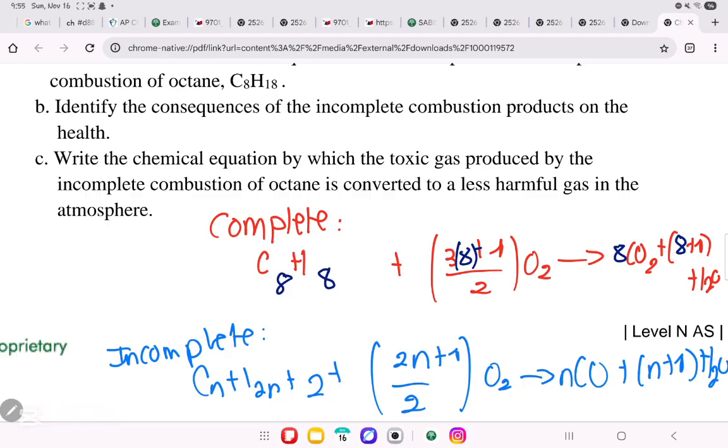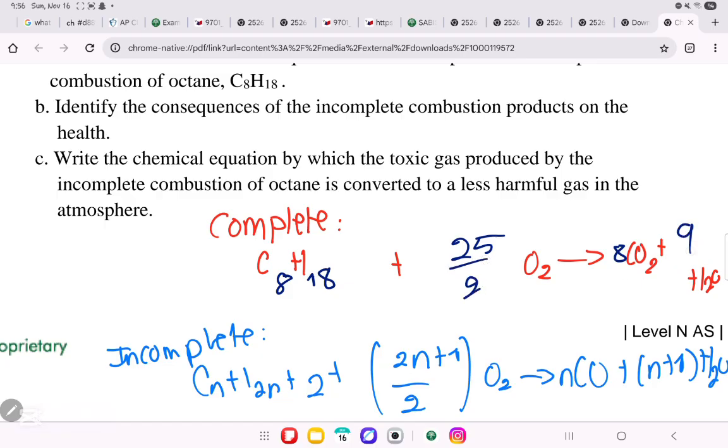Okay? So what will I get on my calculator? This is C8H18 plus 3 times 8 plus 1 over 2. This will give me 25 over 2. I keep on dropping my pen, my bad. 25 over 2 O2, which will give me what? Which will give me 8 CO2 in addition to how much?